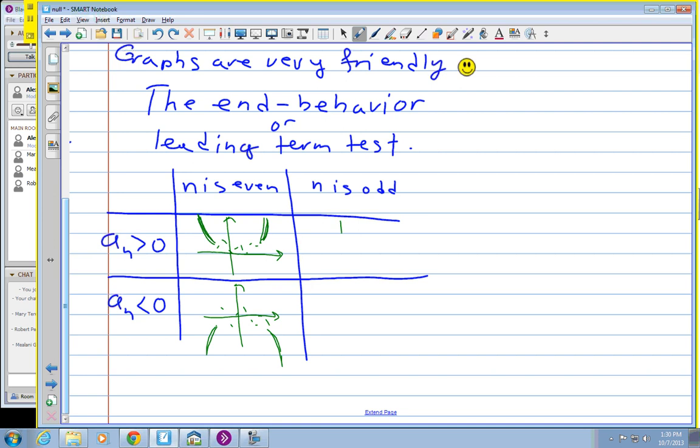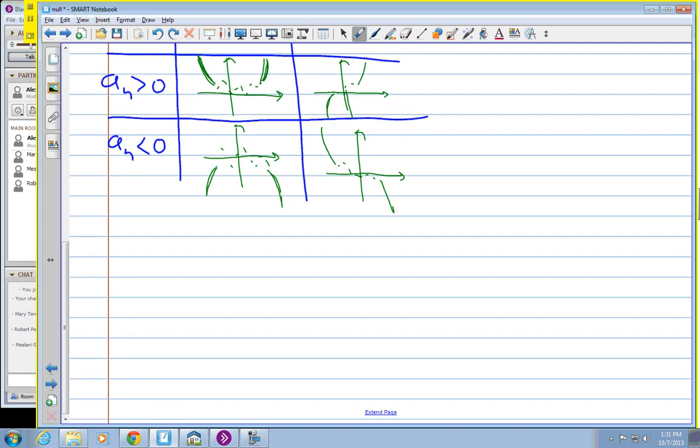And at the same time, if n is odd, it's just going to look like a cubic. If you have an odd degree polynomial, it will look something like that with a positive leading coefficient, just like a cubic function. And if you have a negative leading coefficient, it will look like that. Does that make sense? So again, in the long run, for extreme values of your variable, when x is very, very big or when x is very, very small.